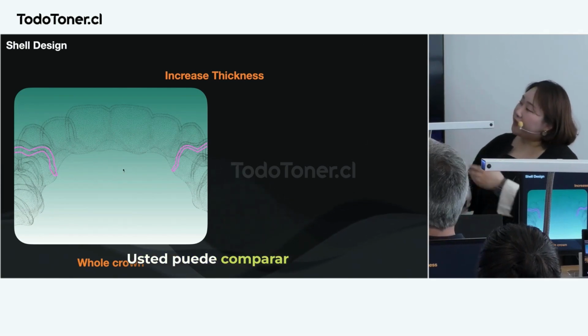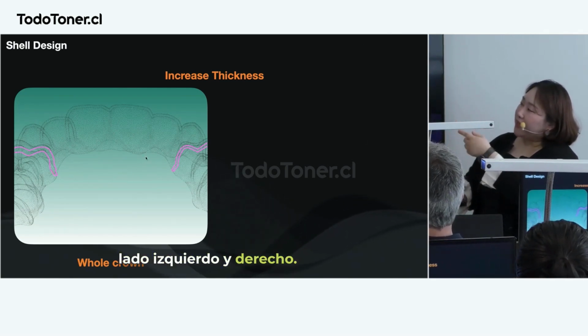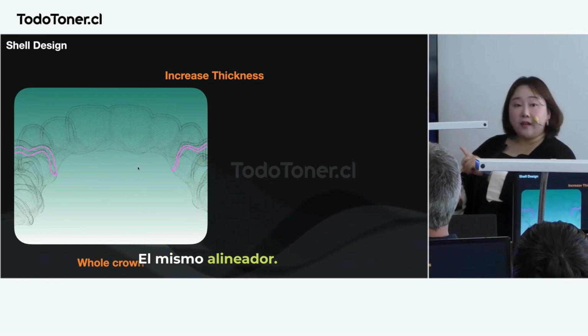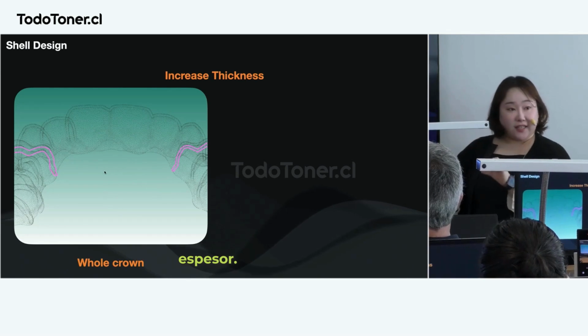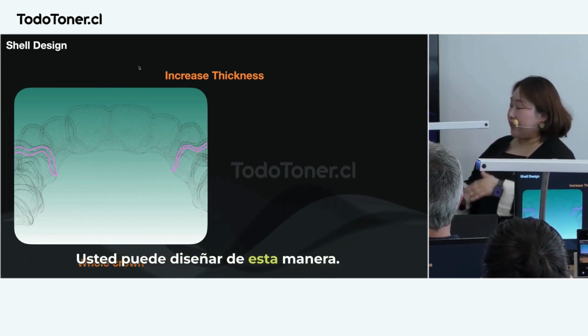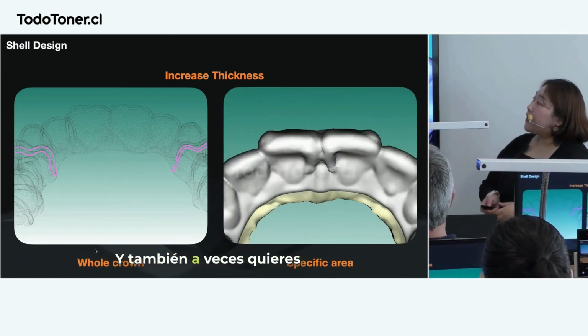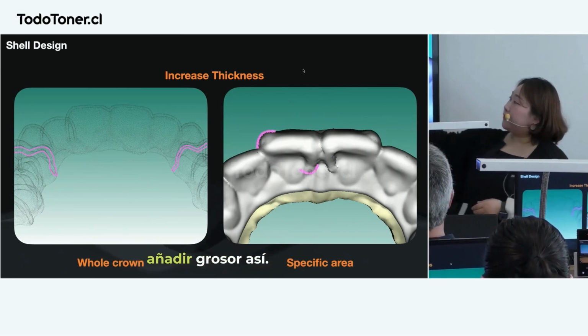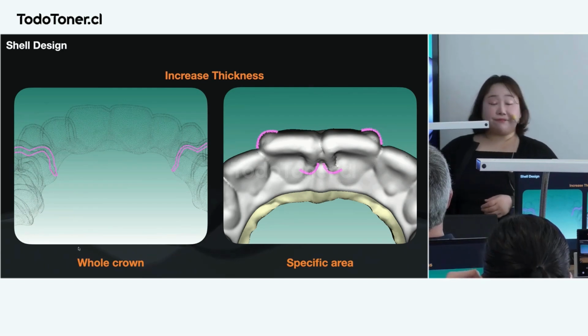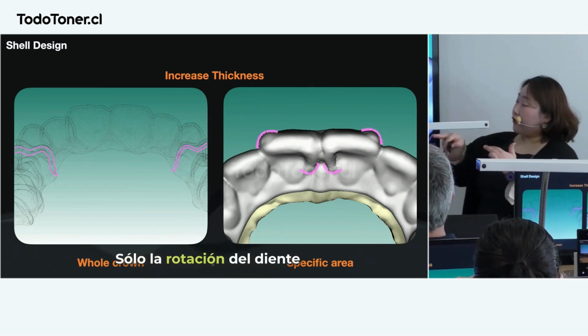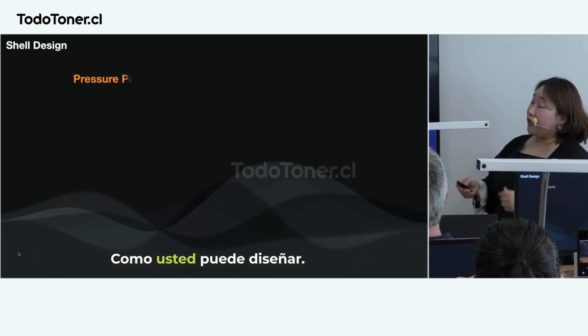You can compare the left and right side, same aligner but with different thickness. You can design like this. And also, sometimes you want to add thickness like this, only for tooth rotation. You can design that.